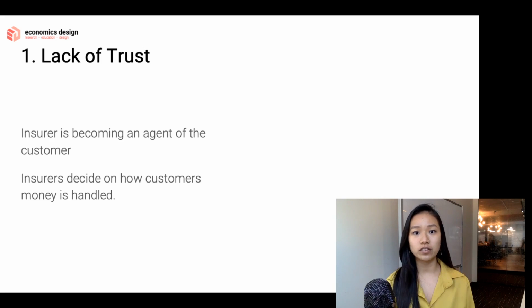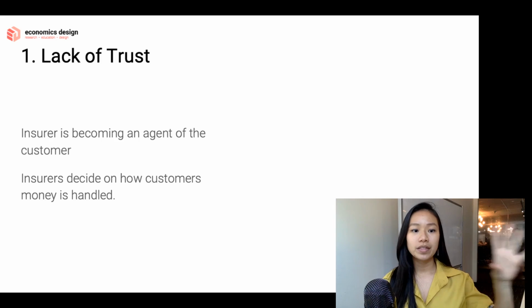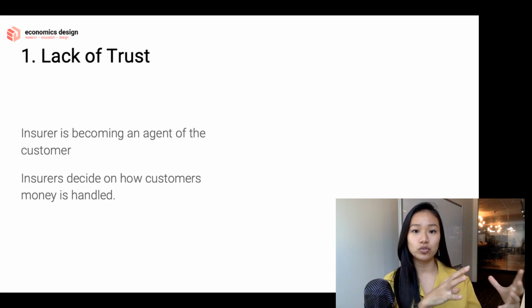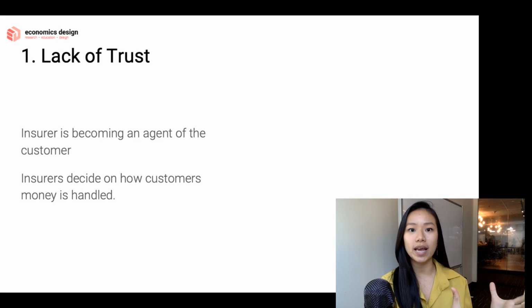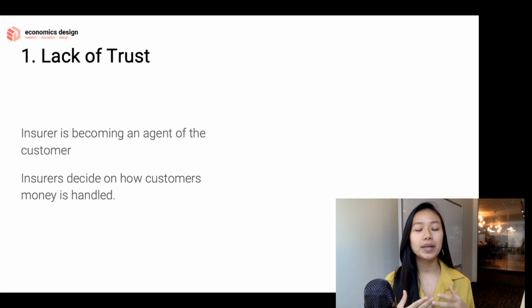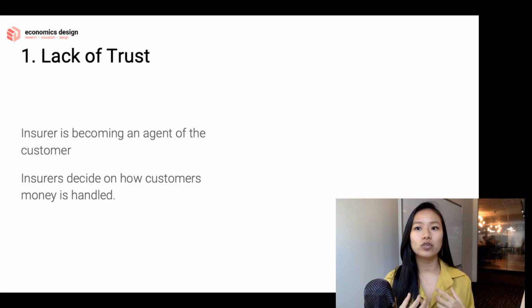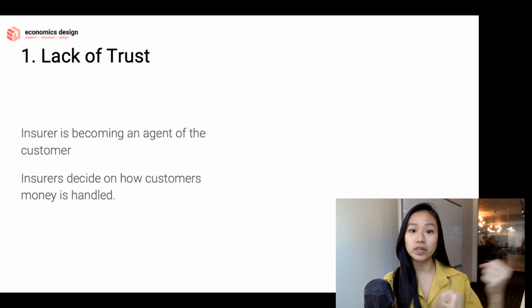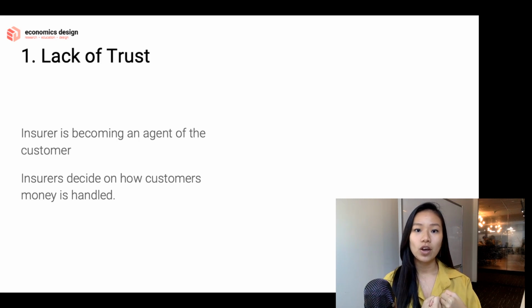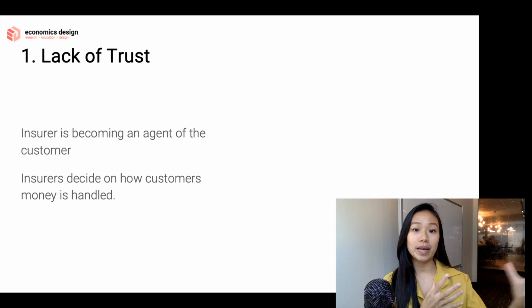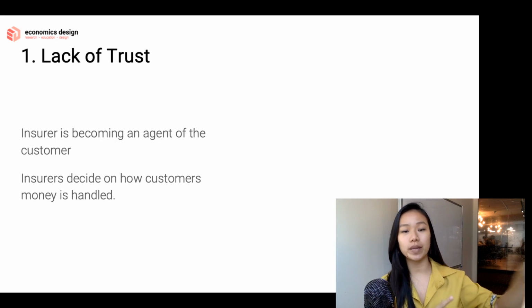becomes the agent of the customer. So when I purchase insurance from a company, they become an agent of me because they should act in my best interest. But they also have other interests and other incentives out there. So now they have to figure out, I've got two opposing interests or two opposing incentives. I need to make the best choice.